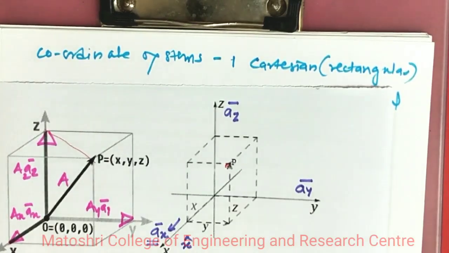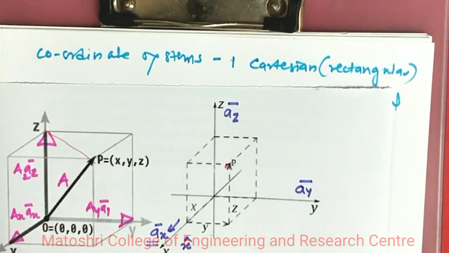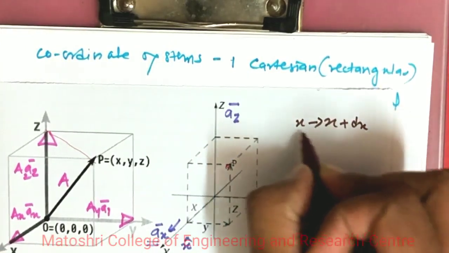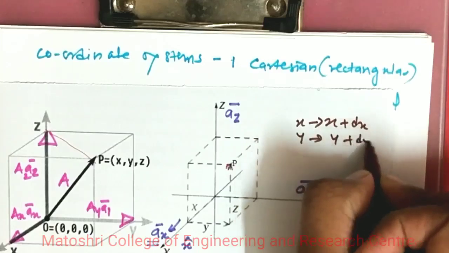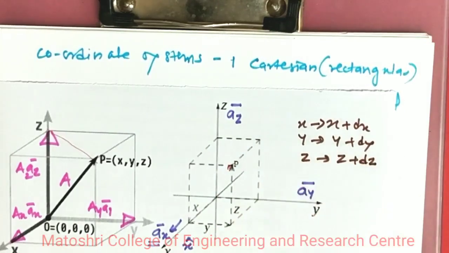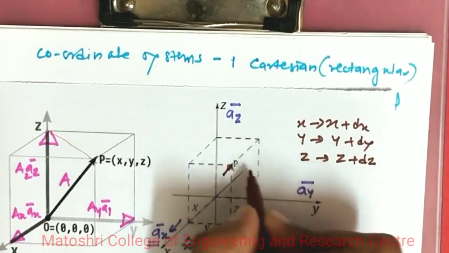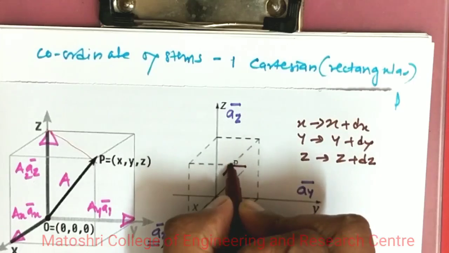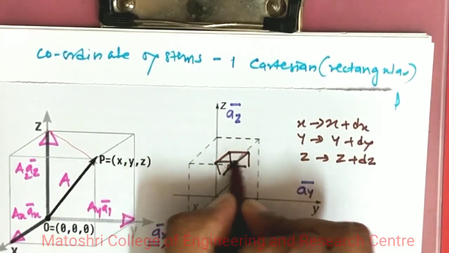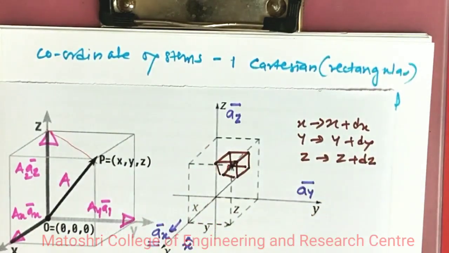So when you are moving by a differential amount from the point P, the x coordinate is varied from x to x plus dx. The y coordinate is varied by the differential amount, y plus dy. Z is also varied, z plus dz. So from point P you are moving the x, y and z coordinates by differential amounts, and it gives us a differential volume. This differential volume will have the x variation, y variation and z variation, so it looks like a cuboid.